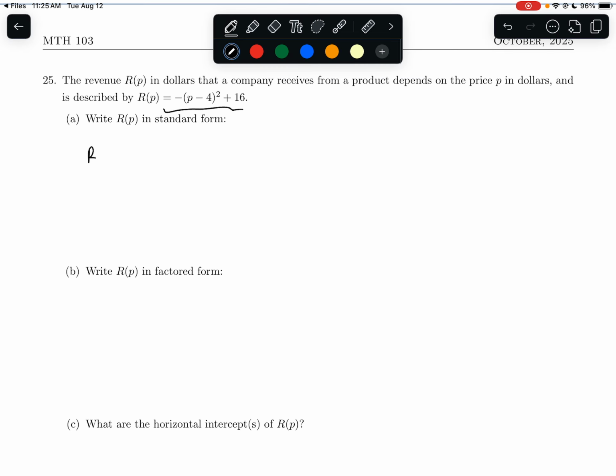So if we want to write this in standard form, we need to expand out the p minus 4 squared term. So we can write it like this. What you cannot do is just square p and square negative 4. That's not how exponents work. If they are applying to something in parentheses over a sum, they have to apply to the whole thing. You're multiplying it by itself, p minus 4.